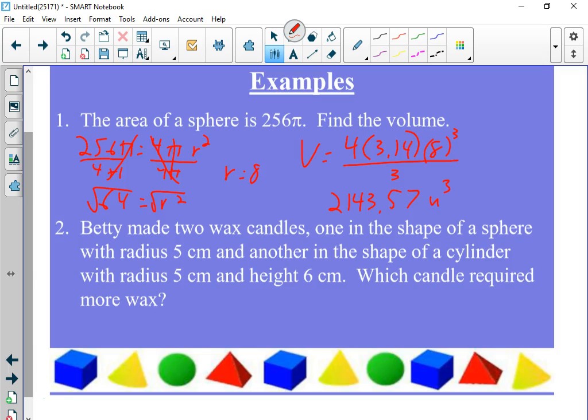Okay, Betty has made 2 wax candles, one in the shape of a sphere with a radius of 5, and another in the shape of a cylinder with a radius of 5 and a height of 6. Which candle required more wax? So more wax means the solid shape, which means you're trying to find the volume of each. Okay? So I'm just going to go into a new page here, just because there's not a lot of room. You can write it in the bottom of your page if you want.